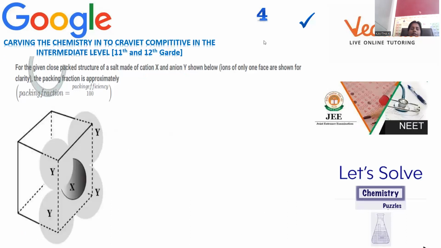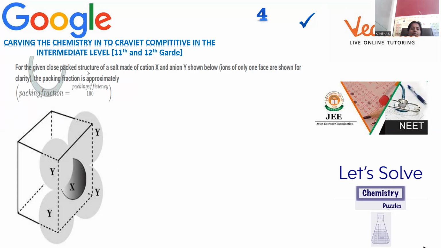And we enter into question number 4. This is from physical chemistry. For the given closed packed structure of the salt made up of cation X and anion Y shown below, ions of only one phase are shown for clarity. Only one phase is taken into consideration. This phase is considered over here. The packing fraction is approximately, we need to calculate the packing fraction. Packing fraction is equal to packing efficiency by 100. So this is the way we have to go for the calculation.